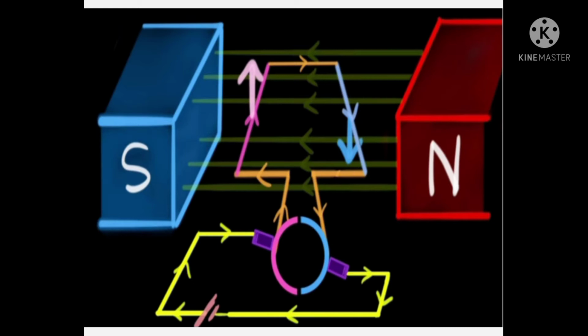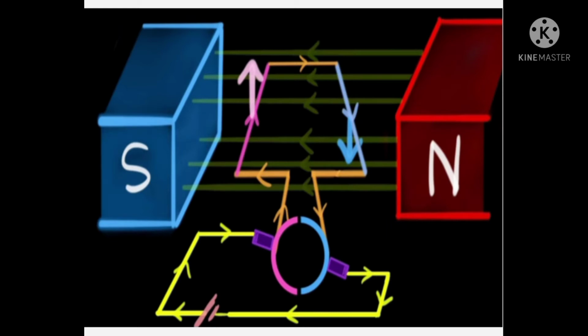There is a gap between this blue and pink ring, so it is called split rings. Then two purple colored carbon brushes touch the ring. These carbon brushes are conducting brushes and are connected to a battery. When the battery is on, the current flows through the coil.